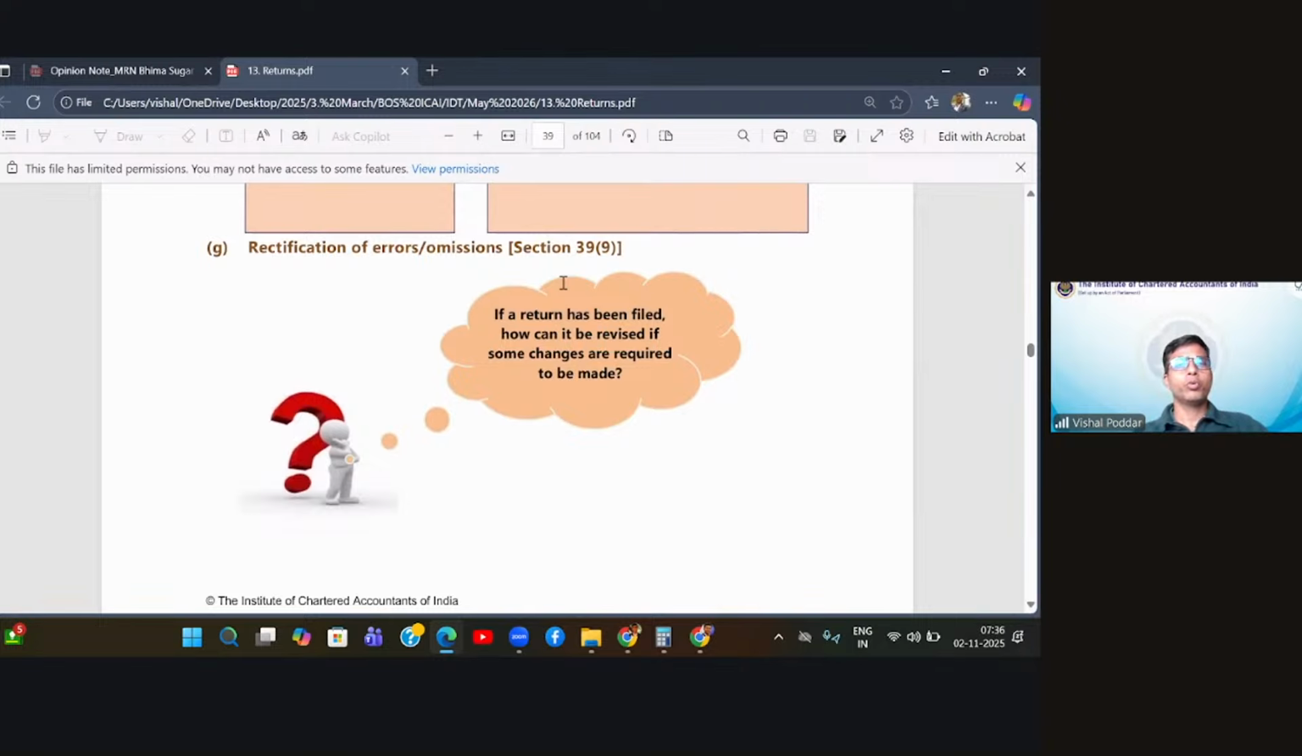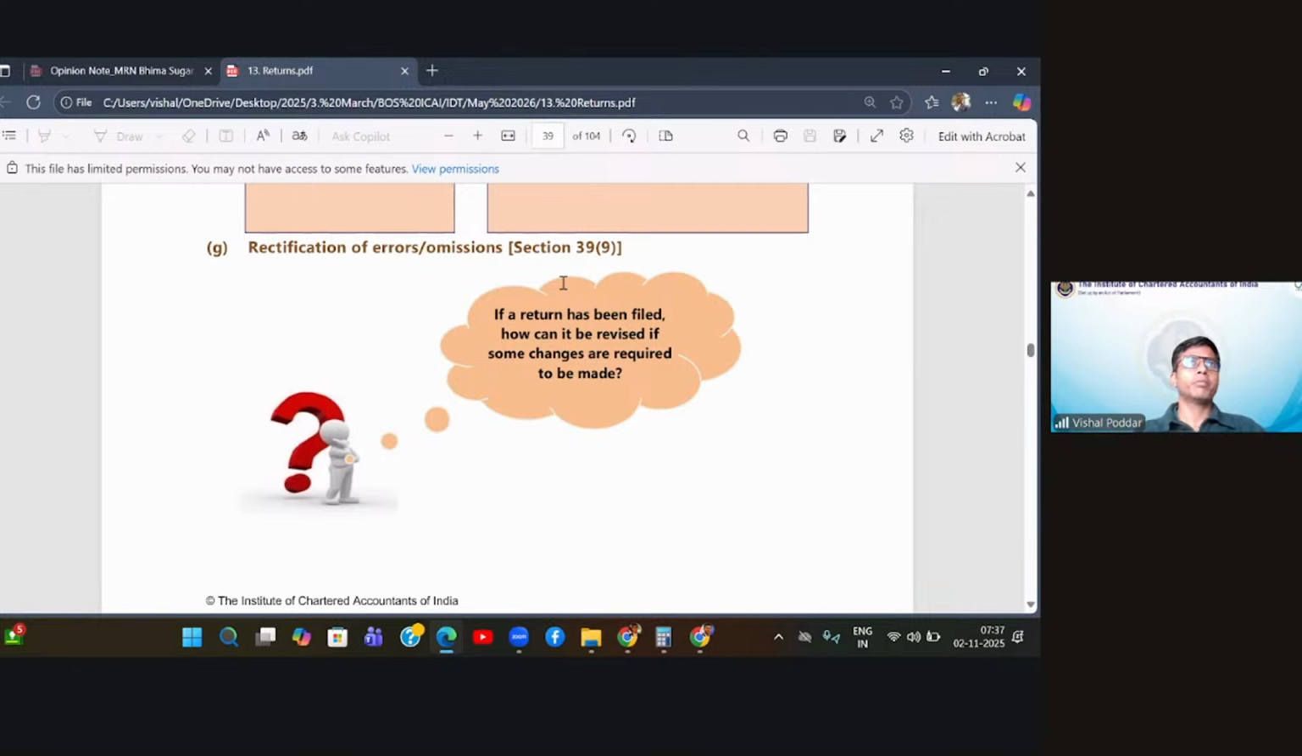Now, what if you identify any mistakes or errors? Let me first inform you. Under GST law, revision of return is not allowed. So no return, no statement can be revised. So once you have filed GSTR1, once you have filed GSTR3B, they are completely locked. That month's 1 and 3B you cannot refile.